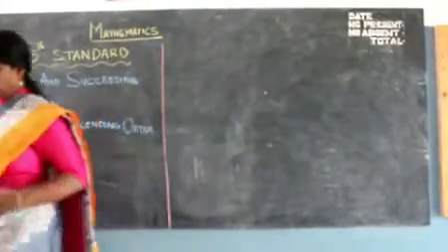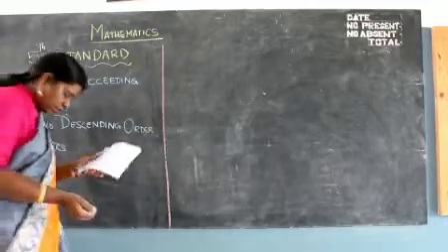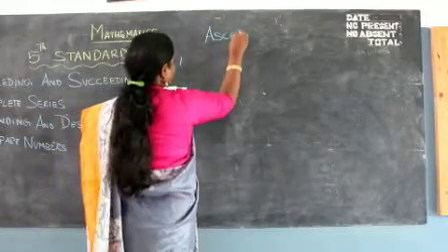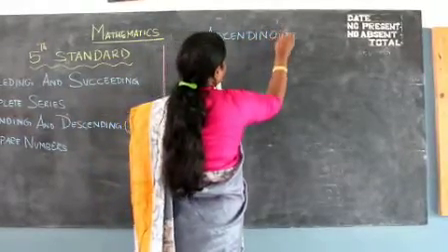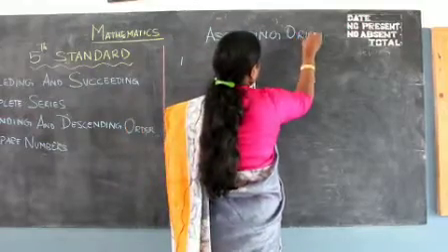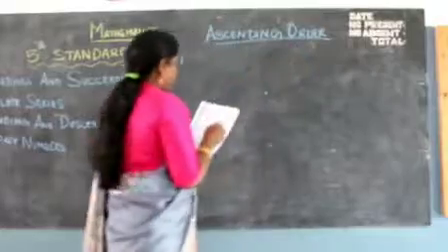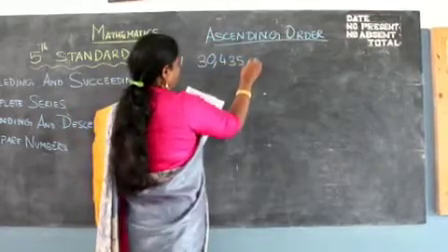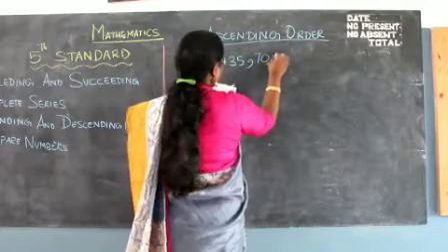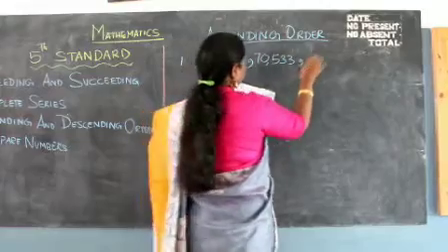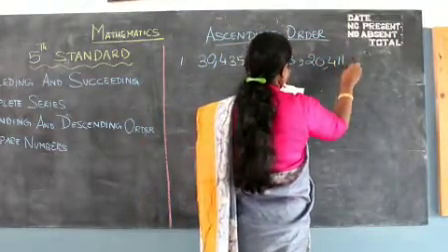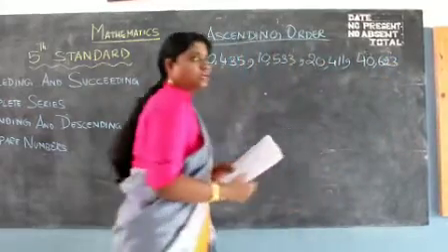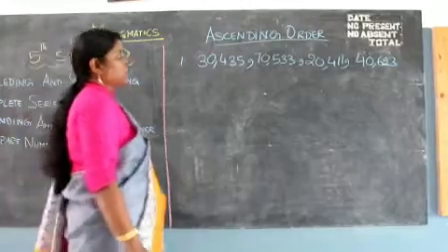Let me take an example from your textbook. Okay, I'm going to take the first sum here and do the ascending order for that. The first sum here is 30,435, and the second number here is 70,533. The third number is 20,411, and the last number is 40,623.